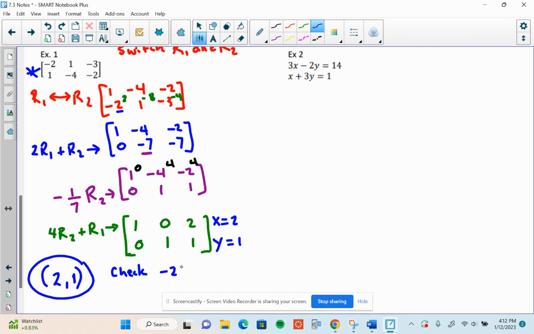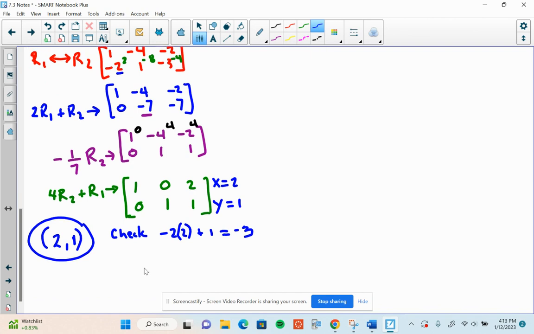So I'm going to do negative 2 times 1 plus 1. So there's negative 2x plus 1y equals negative 3. Oops, what did I just do? That didn't work. It's because I plugged in the wrong value for x. X is 2. So don't do that. Negative 2 times 2 is negative 4, plus 1 is negative 3. Negative 4 plus 1 is negative 3.